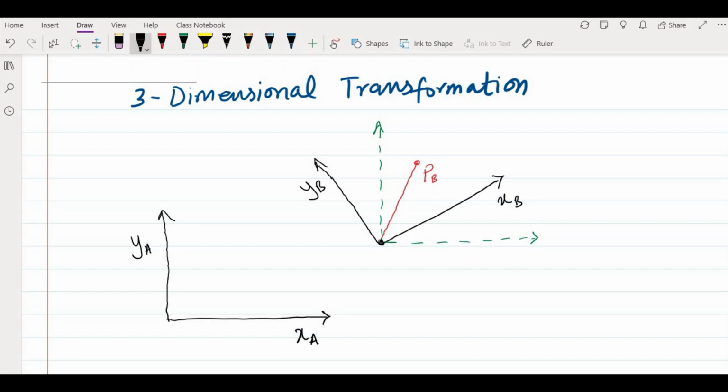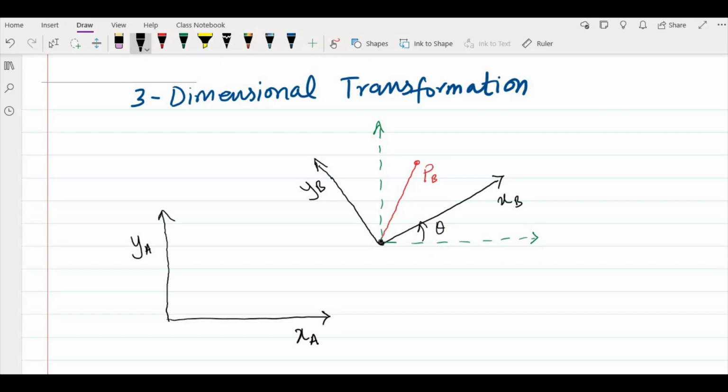And then if you compare this green frame with your B frame, you see that there is clearly a rotation with some angle here. If you see this angle here, this angle theta, there is clearly a rotation there. So we can say that frame B is rotated and translated with respect to frame A. So we have a vector here in frame B, we have a point here, and we know its position in the frame B, which is PB, which is a vector. What we want is the position of this point P or vector P in frame A, which is our reference frame.